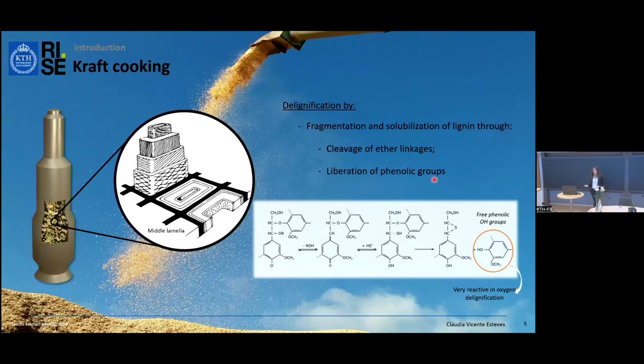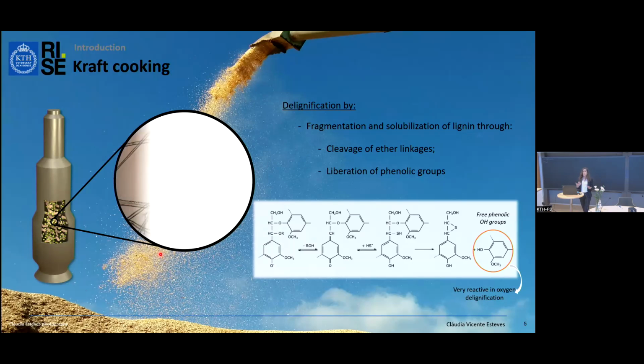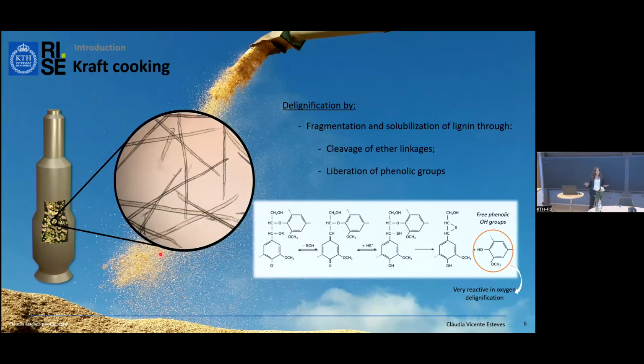And as I said, kraft cooking can remove the major part of the lignin, up to 90%, by fragmentation and solubilization of the lignin. And if we look at this picture, it is the fibers inside the wood structure. So by doing delignification, we remove part of the middle lamella, that is mainly lignin, and we can individualize the fibers in order to produce a lot of different products with different properties. So this is how individualized fibers look like in a microscope.